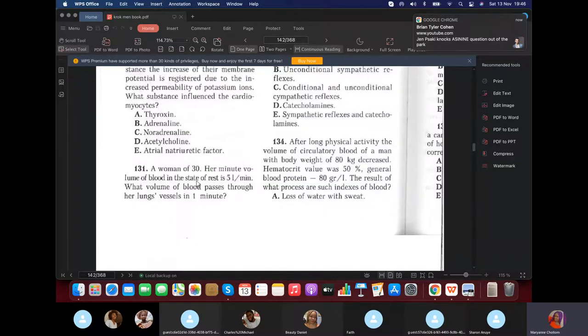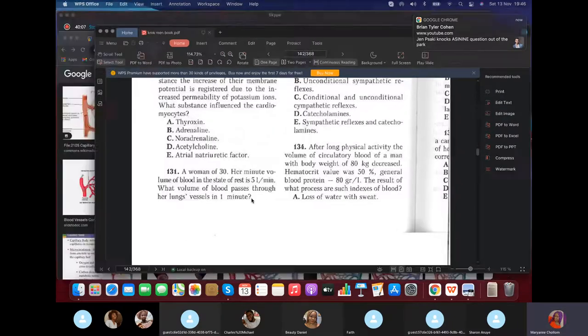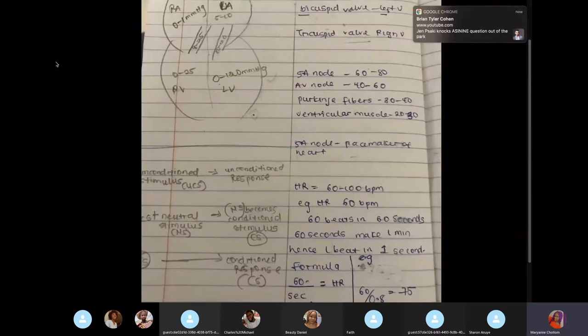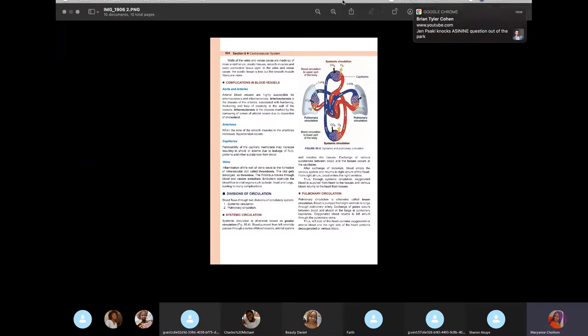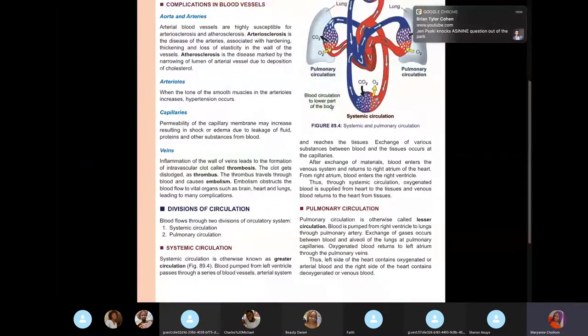131. A woman of 30, her minute volume of blood in the state of rest is 5 liters per minute. What volume of blood passed through her lung vessels in 1 minute? I didn't explain this, but let me explain this briefly to you. There's something called the systemic and pulmonary circulation.